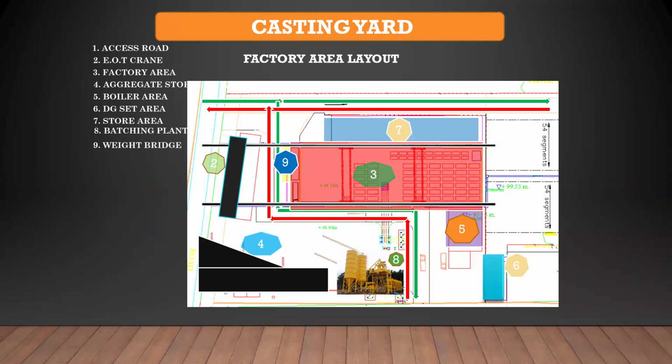In the casting yard, mainly the access road needs to be set up initially, then the EOT crane, that means electric overhead traveling crane, then factory layout, aggregate storage area, boiler area. Actually, here for the precast concrete segments, we are not going to use water curing. We use steam curing, produced through boiler steam. Next, diesel generator set area, storage area, batching plant, weighbridge.